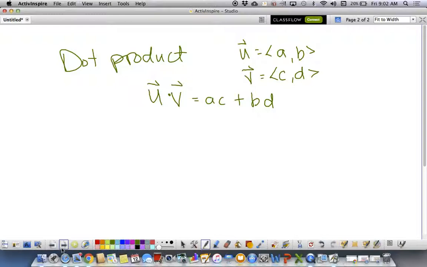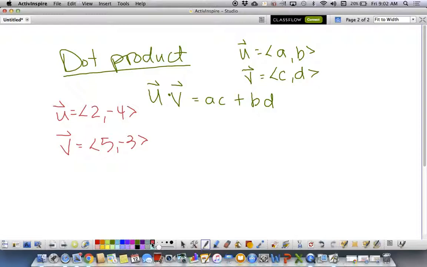The dot product. If we have vector u is 2, -4, and vector v is 5, -3, what is the dot product? Multiply. -6. Wait, no. 10.